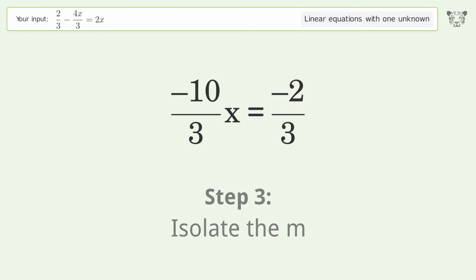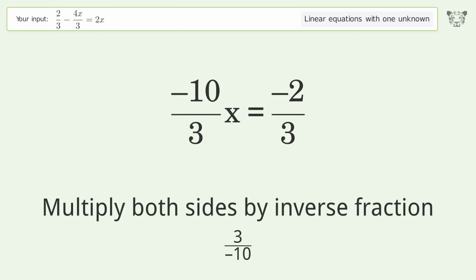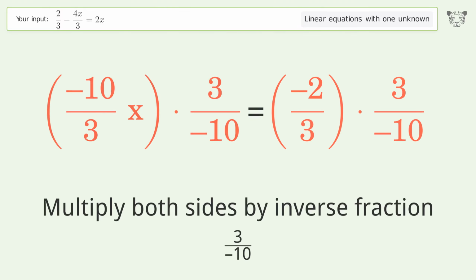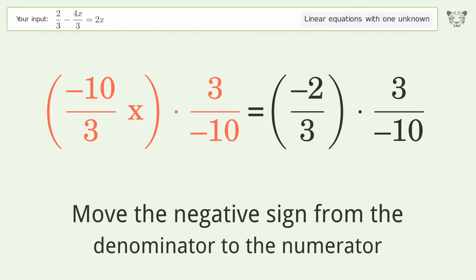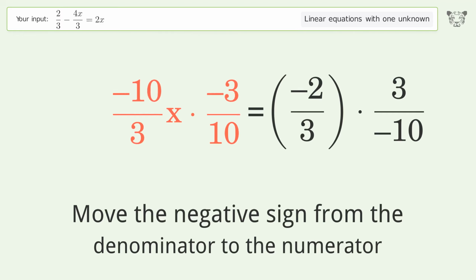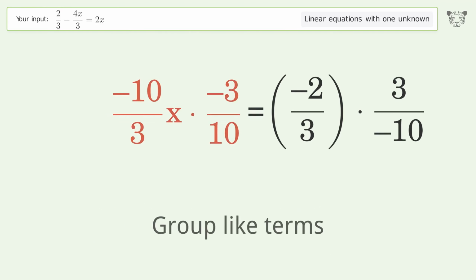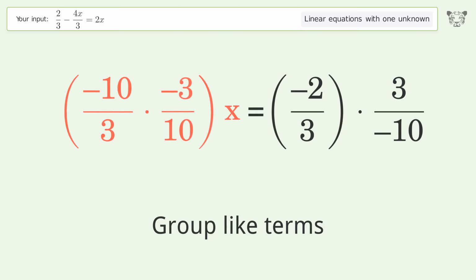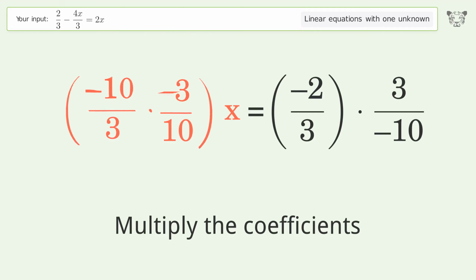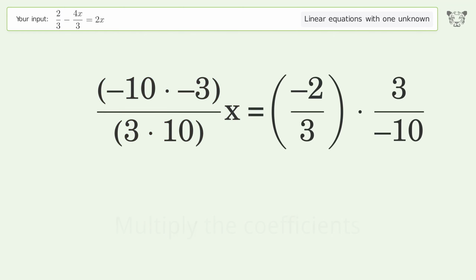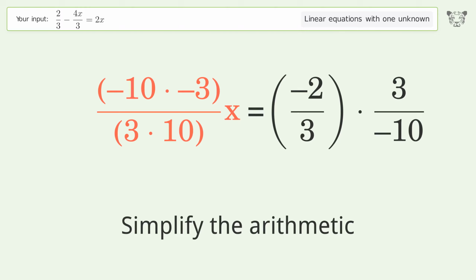Isolate the m. Multiply both sides by inverse fraction 3 over negative 10. Move the negative sign from the denominator to the numerator. Group like terms. Multiply the coefficients. Simplify the arithmetic.